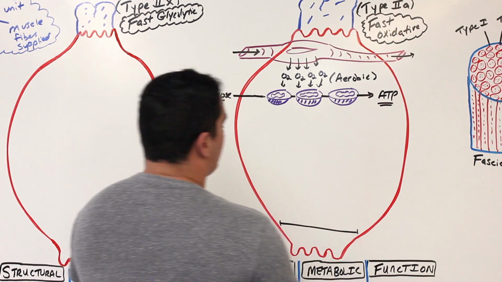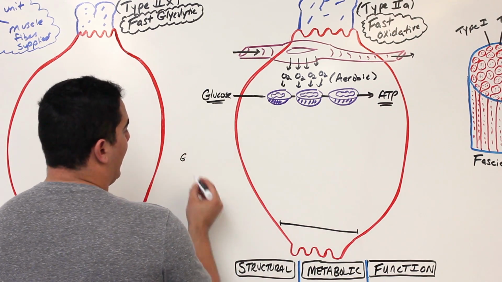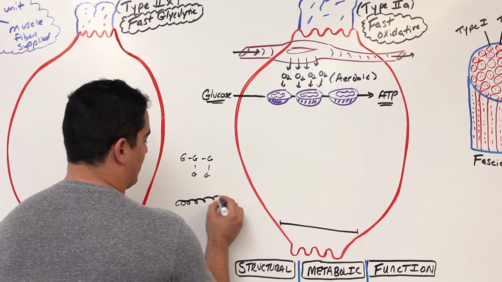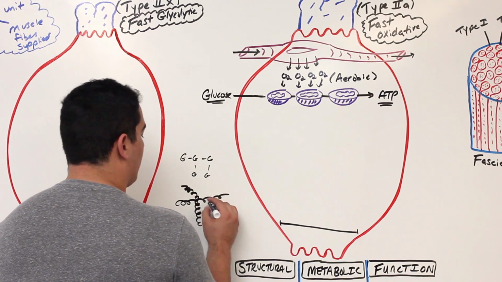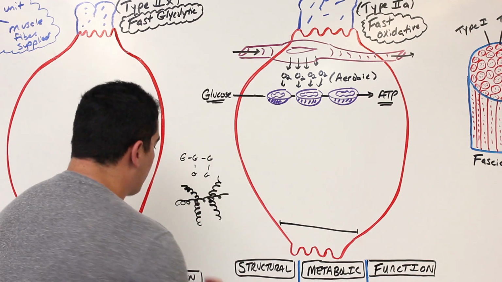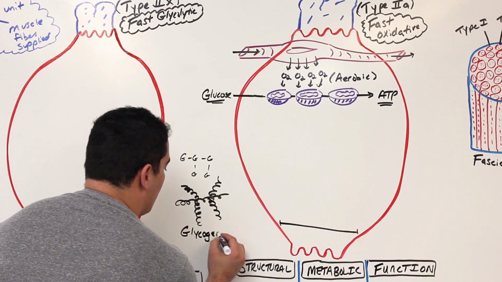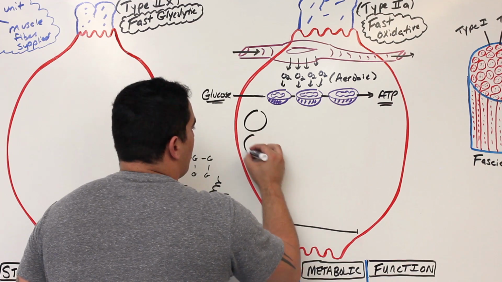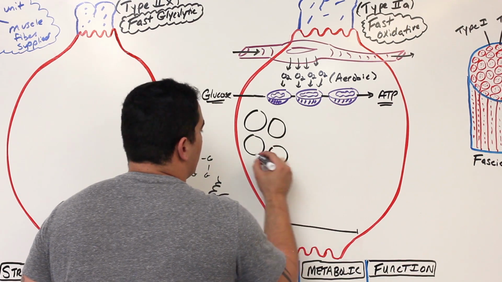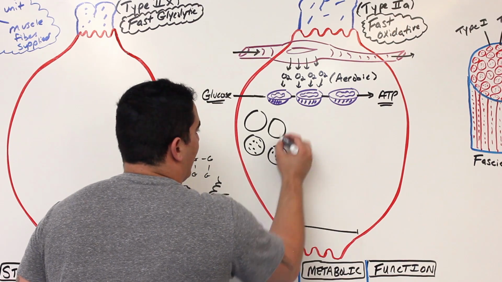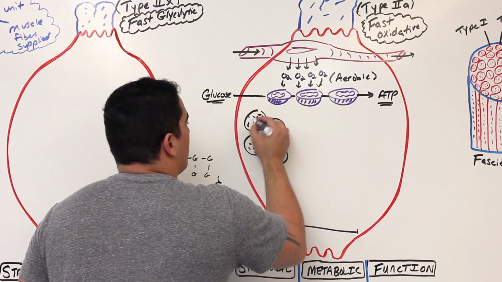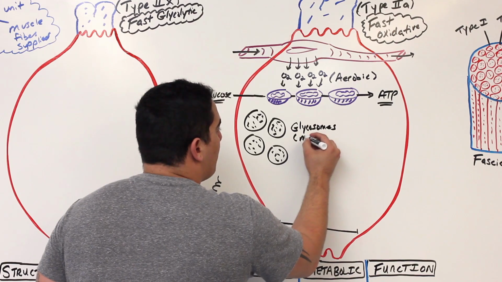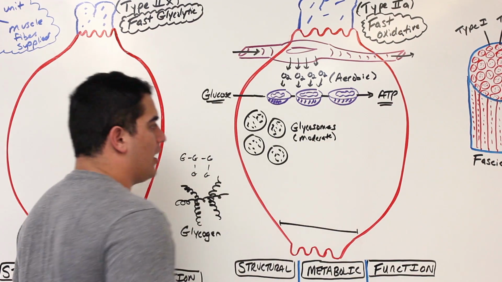What is glycogen? Let's say I have a glucose molecule here, and I take another glucose, and another glucose, and another glucose, and eventually it starts looking like this. It's a big polymer of glucose. This right here is called glycogen. Glycogen is plentiful in moderate amounts inside of these granules. Our muscles store it inside of them. So I'm going to draw these dots here, and these dots represent our glycogen. This structure here is called glycosomes. And we have a moderate amount inside of this skeletal muscle fiber.